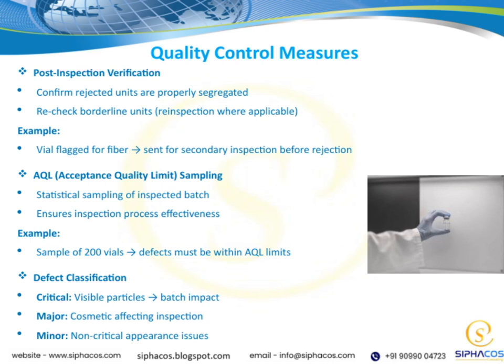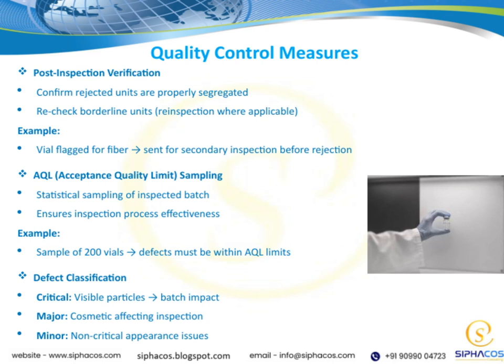Next, we have AQL, or Acceptance Quality Limit Sampling. This involves taking a statistical sample from the inspected batch, say, sampling 200 vials, and analyzing it for defects. The goal here is to ensure that our inspection process is effective overall. If the defects found in the sample stay within the AQL limits, we can be confident that the entire batch meets quality standards.